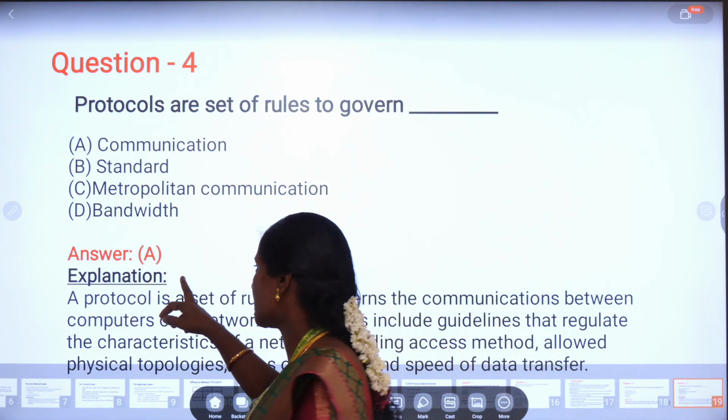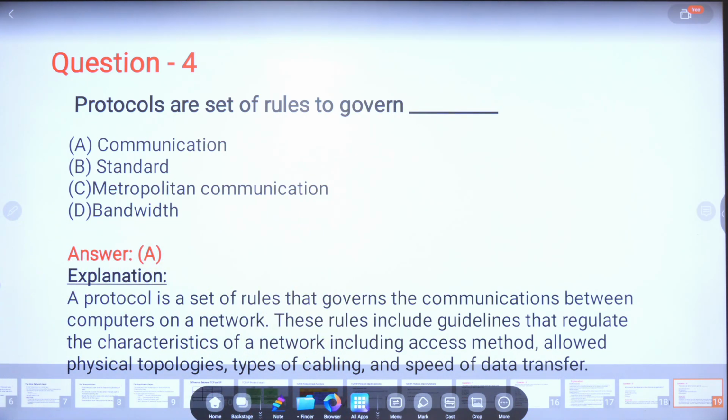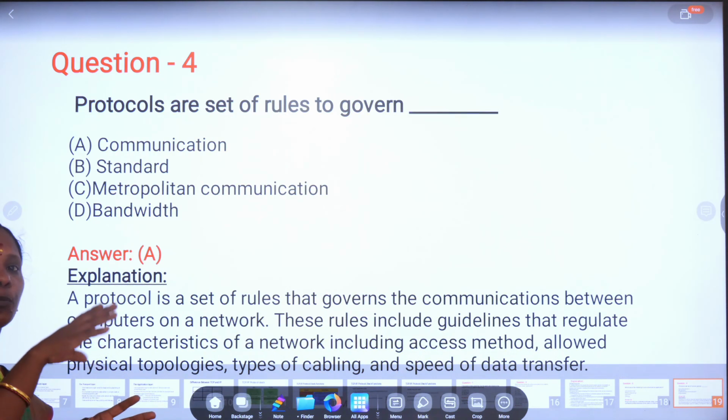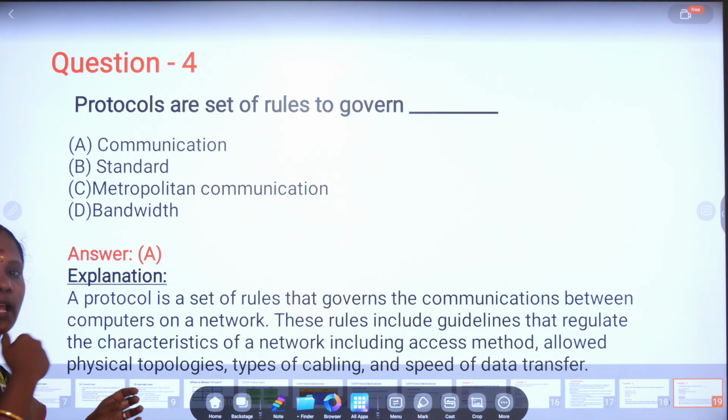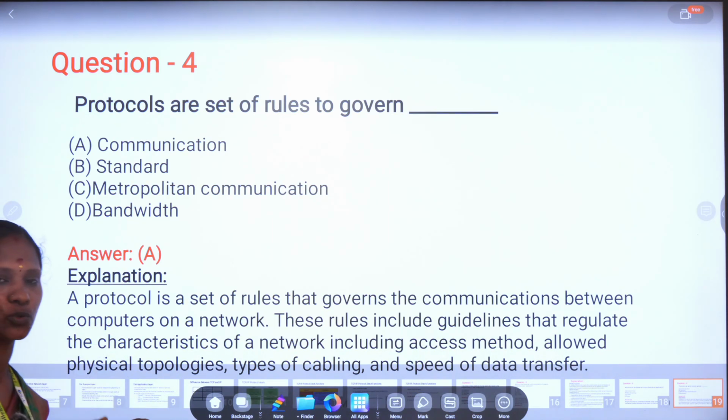Now the explanation. A protocol is a set of rules that governs communication between computers on a network. These rules include guidelines that regulate the characteristics of a network, including access method, allowed physical topologies, types of cabling, and speed of data transfer. These sets of rules are the core protocols of computer networks. Whenever we send data from source to destination, on the transmitting side, we use some network protocols. So that network protocol is communication.